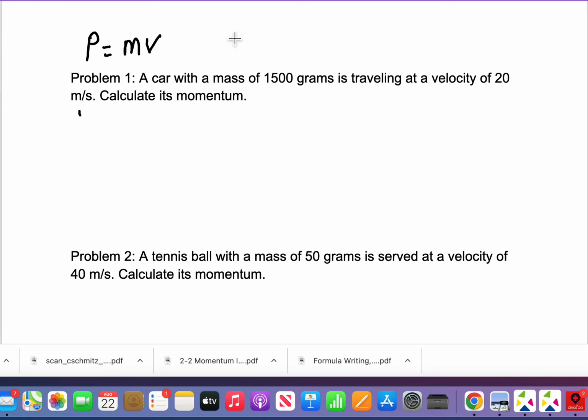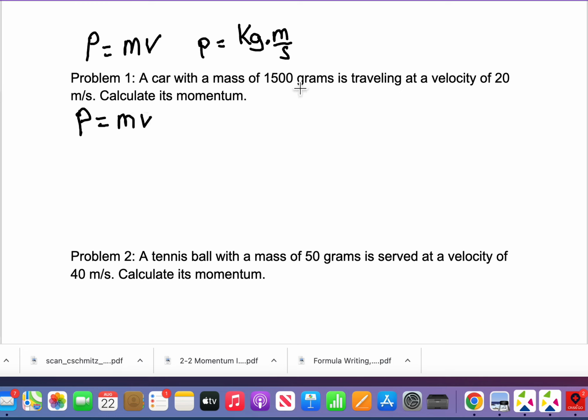So when you get your units for your answer, it has to be a mass unit, which is kilograms, and the velocity unit, to be in standard units, needs to be in meters per second. So the momentum unit is basically a kilogram times a meter per second. That's the unit you have to have in your final answer. If it says calculate its momentum, we want to use the formula momentum equals mass times velocity.